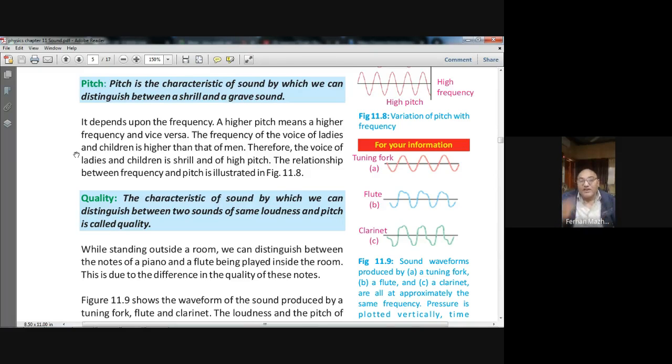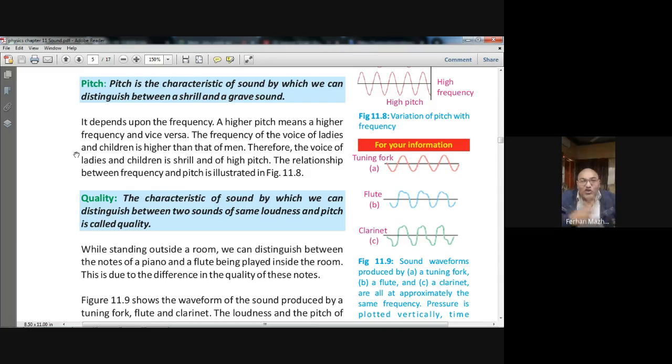The frequency of the vibration depends upon how fast the tire is rotating. When the tire is slow, the frequency will be less. The vibration of the plastic scale touching the wires of the tire: when the tire is rotating slowly, the frequency of the vibration of that plastic scale will be less, and the sound produced will be grave.